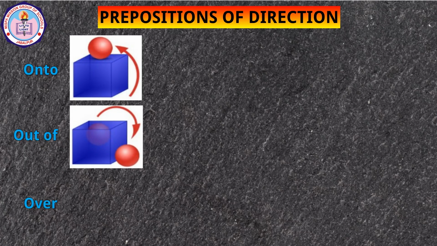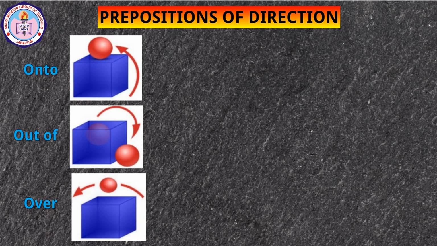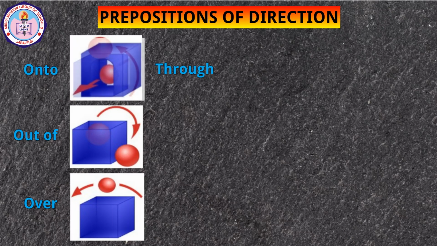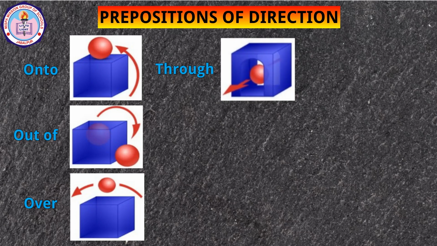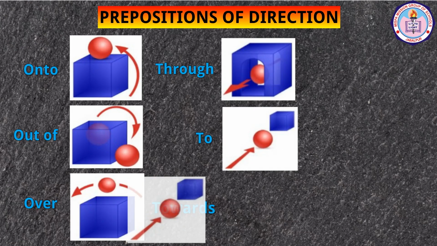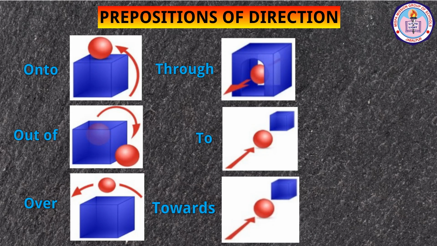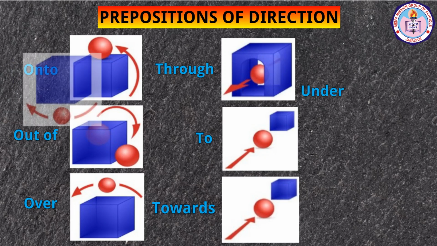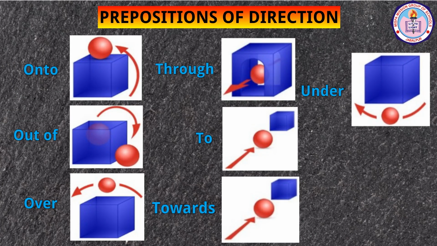Over. The red ball is bouncing over the blue box. Through. The red ball is rolling through the hole in the blue box. To. The red ball is rolling to the blue box. Towards. The red ball is rolling towards the blue box. Under. The red ball is rolling under the blue box.